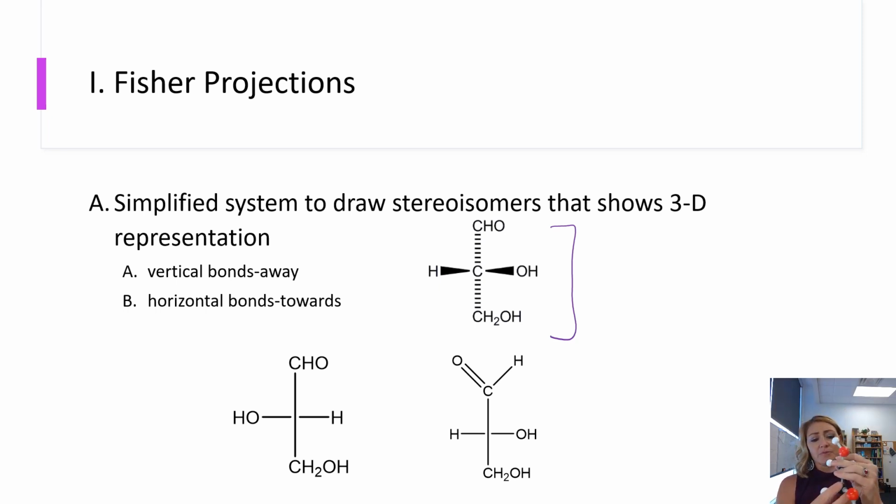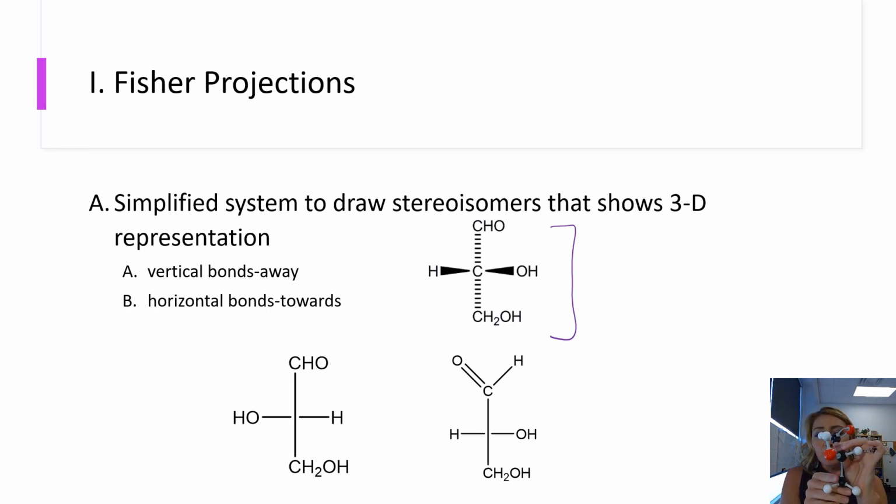So if we were to look at this as a molecule that I've built, those vertical bonds are going away from you. So if I turn those, they're all now facing back, and this is hard to see on the camera, they're facing back or away from you. So they're all kind of curled in back towards me. Notice that these horizontal bonds are coming out and towards you.